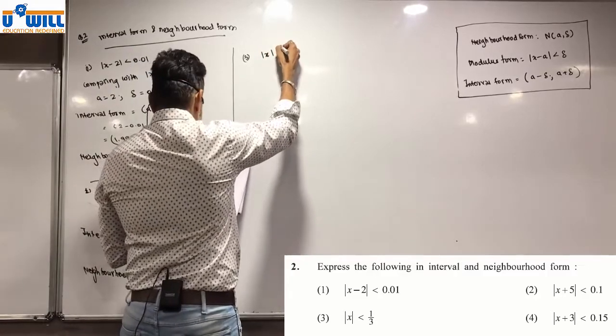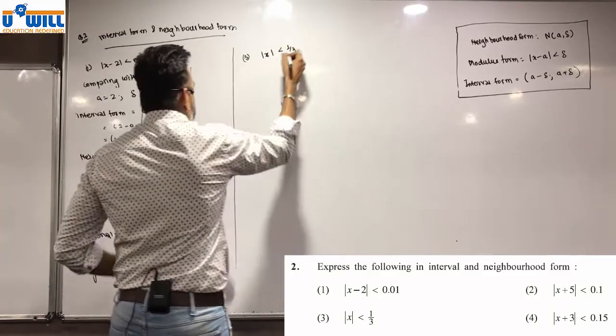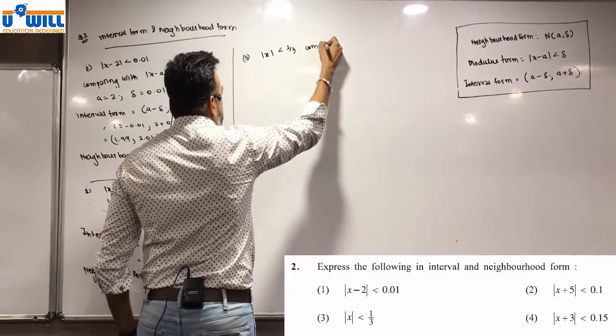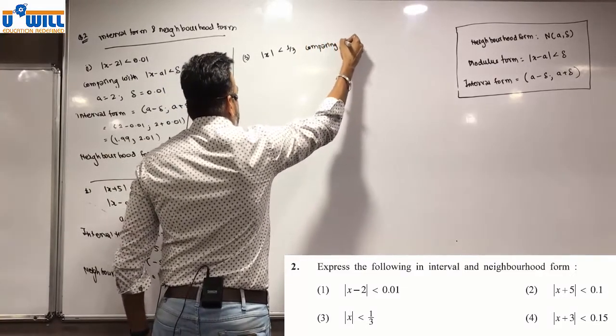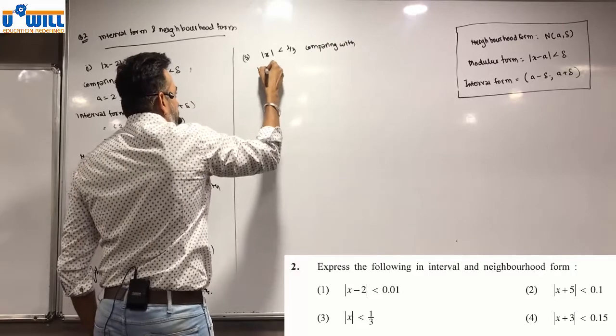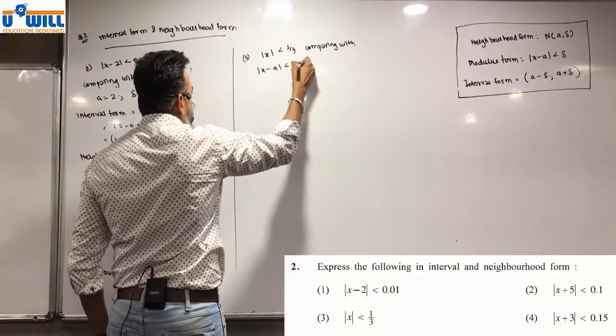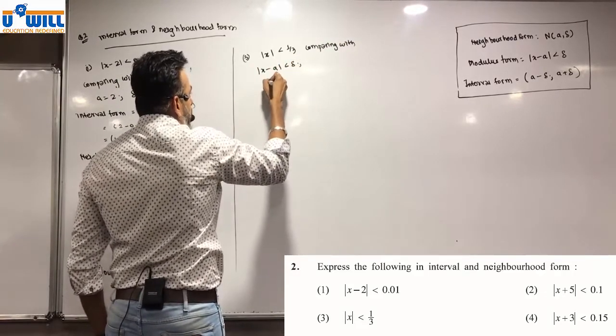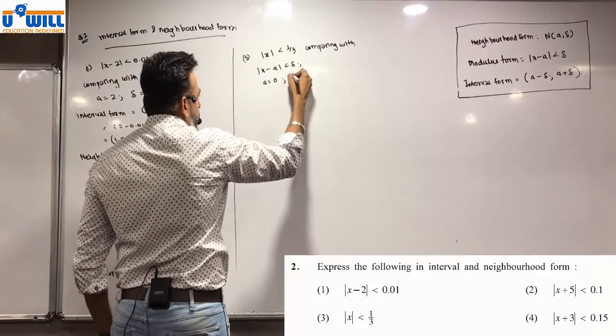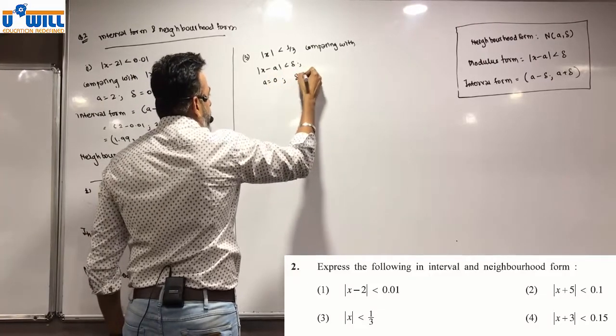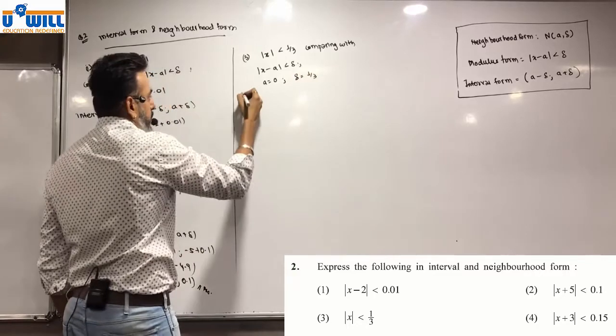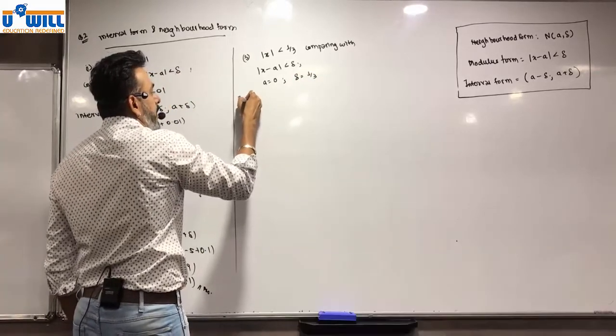And third one, modulus x less than 1 by 3, comparing with modulus x minus A less than delta. A is equal to 0 and delta is equal to 1 by 3. First is interval form.